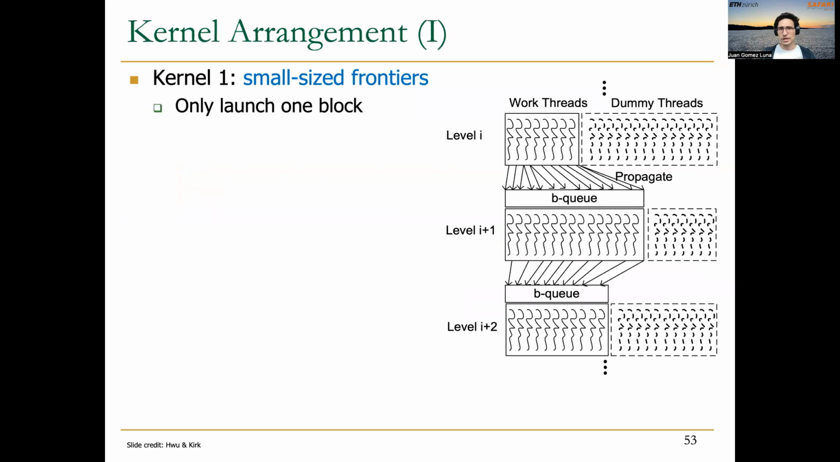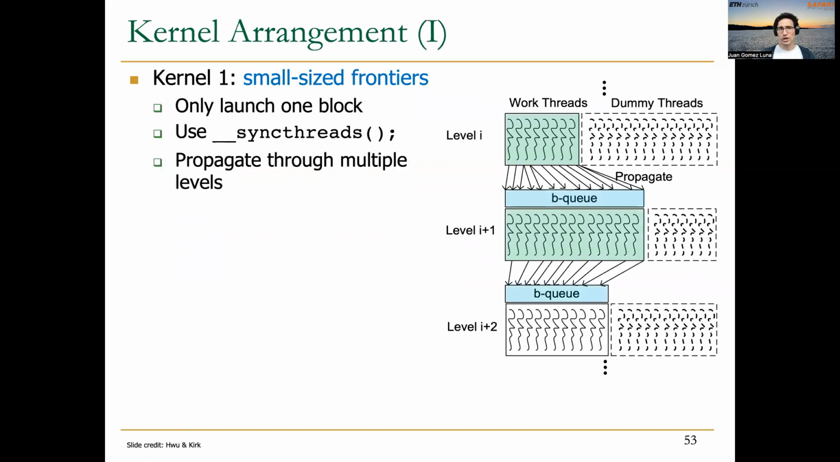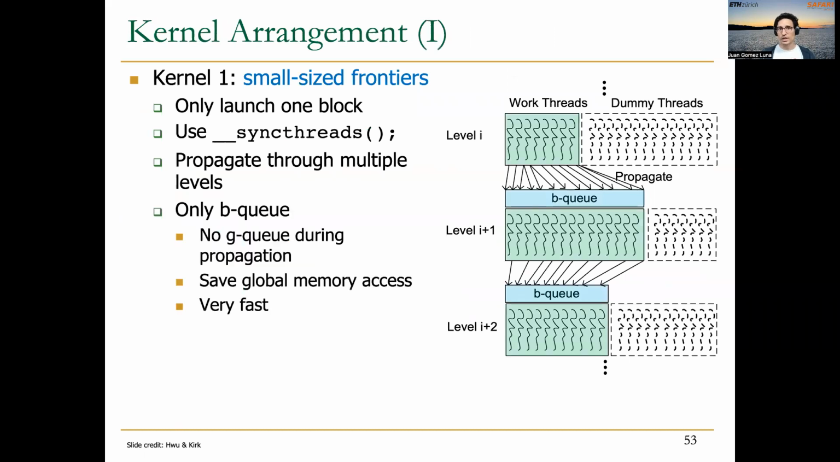In the first one, as I said, the small size frontiers, we just have a single thread block. When this thread block creates the block queue, it synchronizes using sync threads, and then we can go to the next level. And then again, new queue, this propagates through multiple levels, and it will be pretty fast because we are only using accesses to shared memory, no accesses to the global memory, and because in the end, the atomic operations in shared memory are also faster, and we need to use them to enqueue in this BQ.